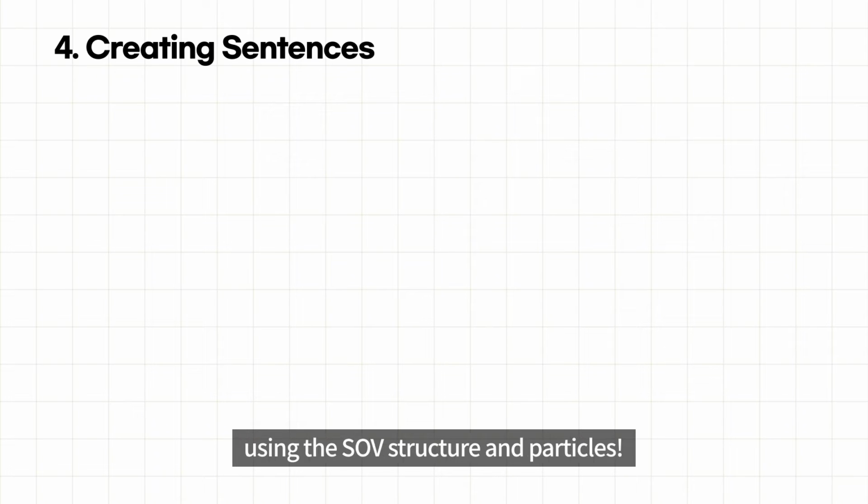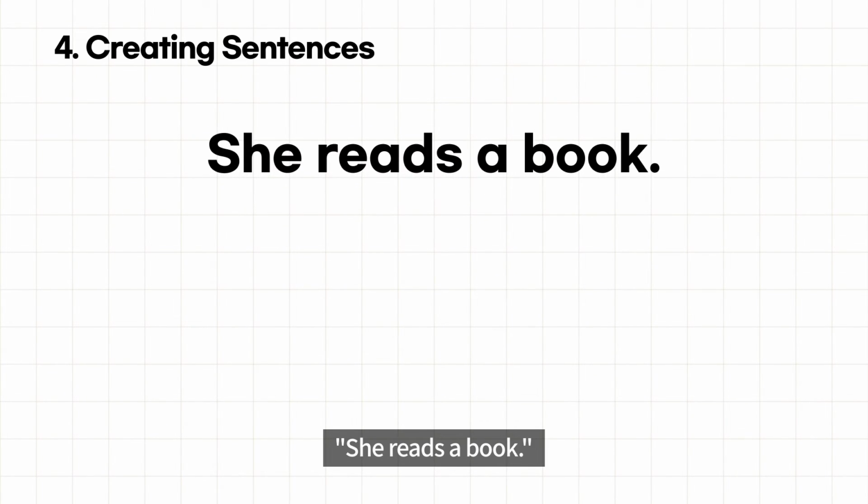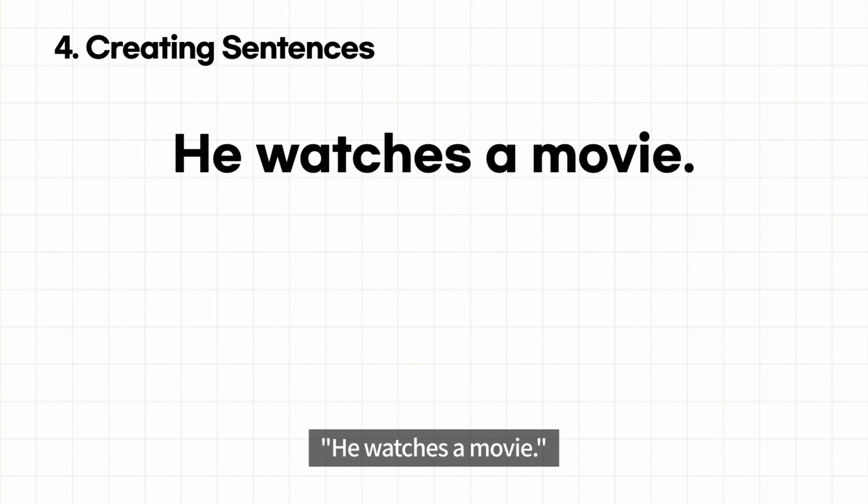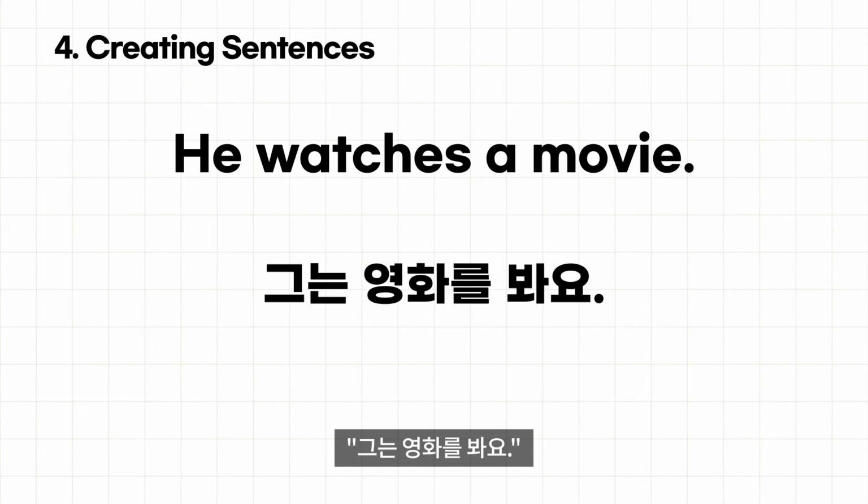Number 4. Creating sentences. Let's create some more sentences using the SOV structure and particles. She reads a book. 그녀는 책을 읽어요. He watches a movie. 그는 영화를 봐요.